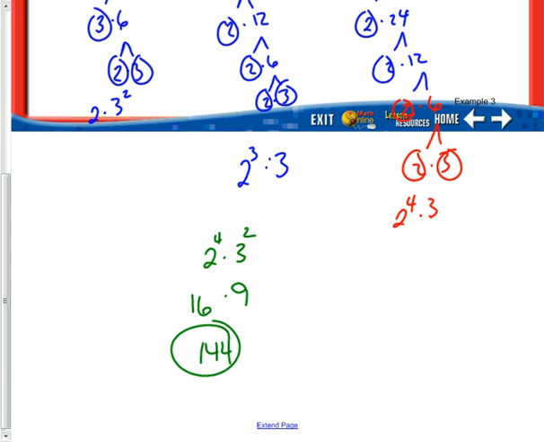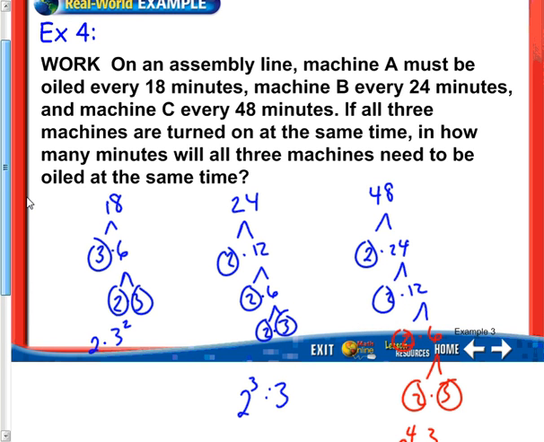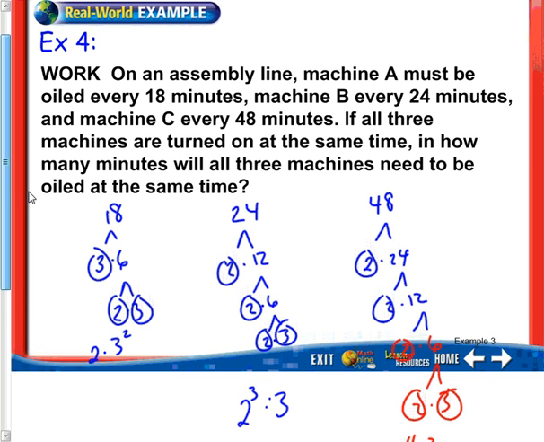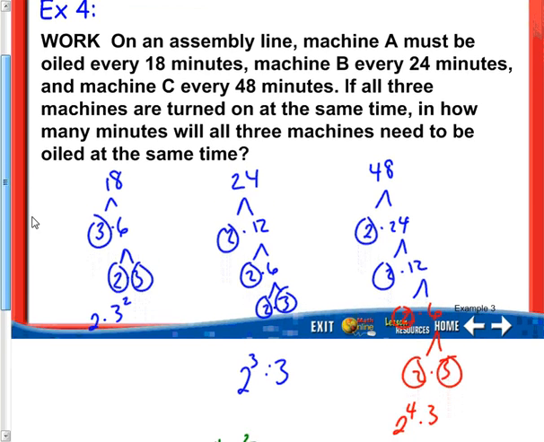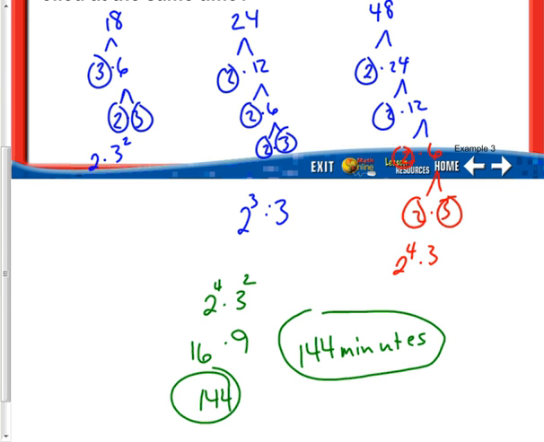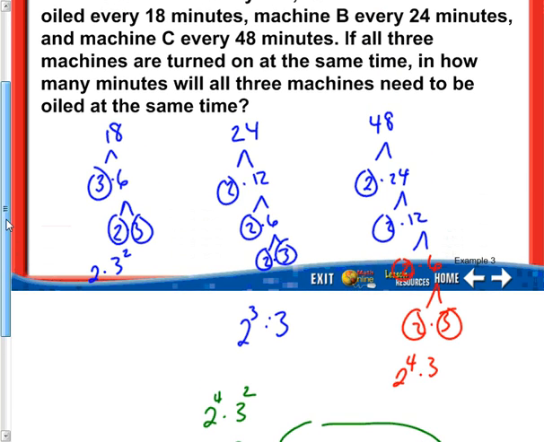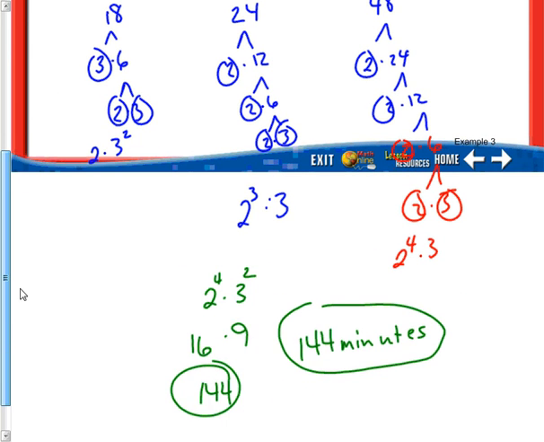So as we look at this, 144 is the least common multiple. So what that means is if I oil all 3 machines at the same time, it's going to take 144 minutes. So I do want to include the units there. So 144 minutes. It's going to take 144 minutes until all 3 of those machines are synced at the same time, where I have to oil them all at the same time again.